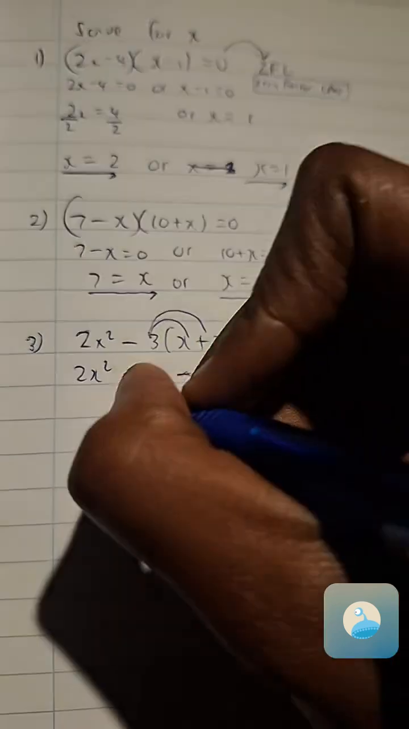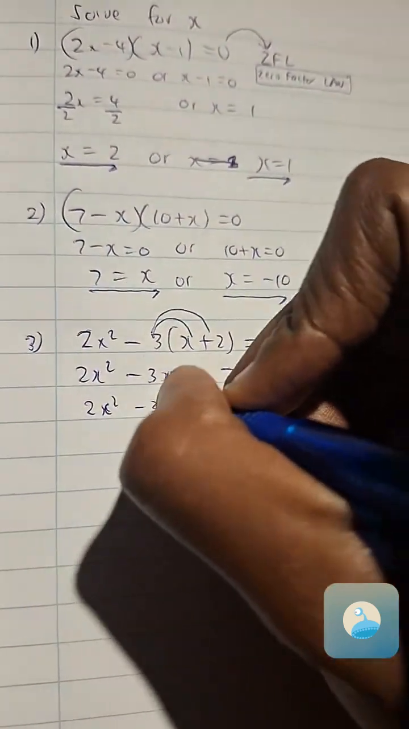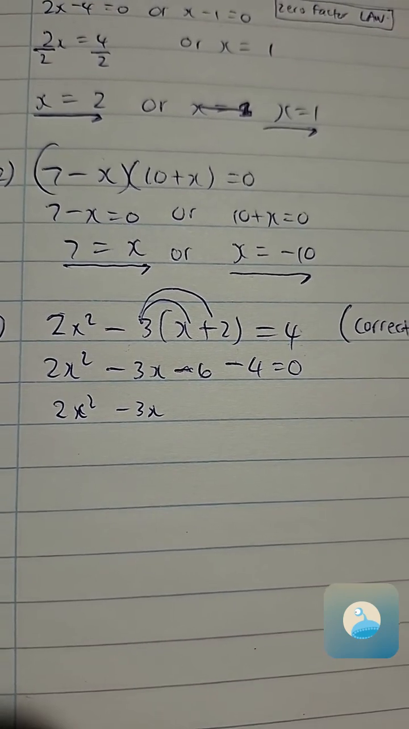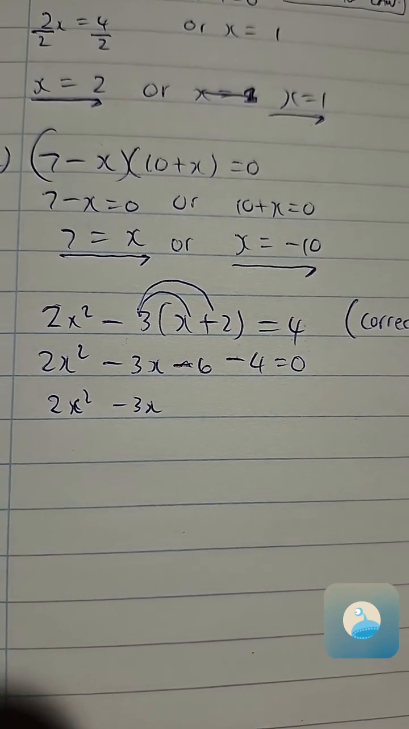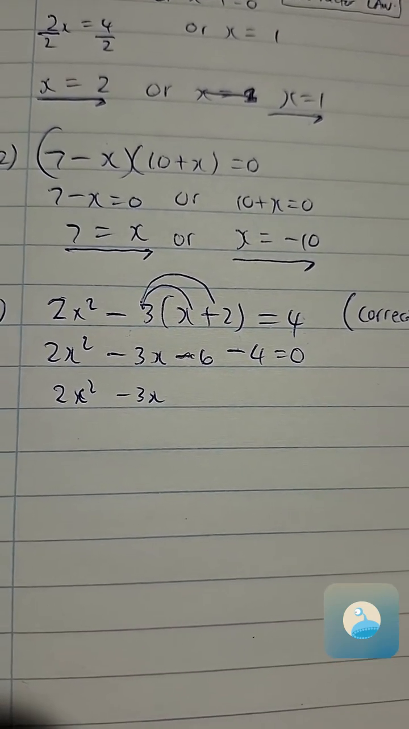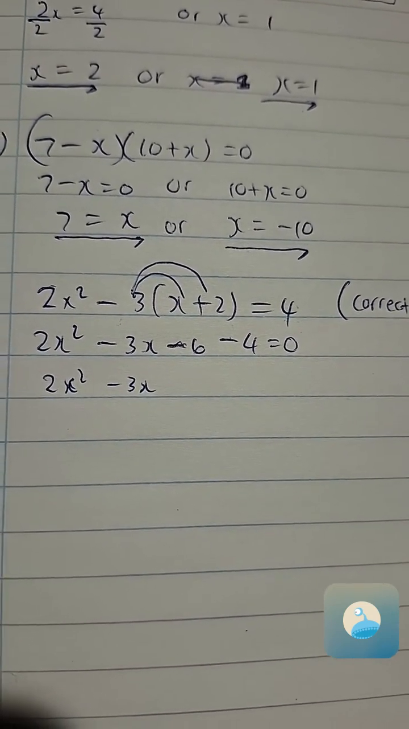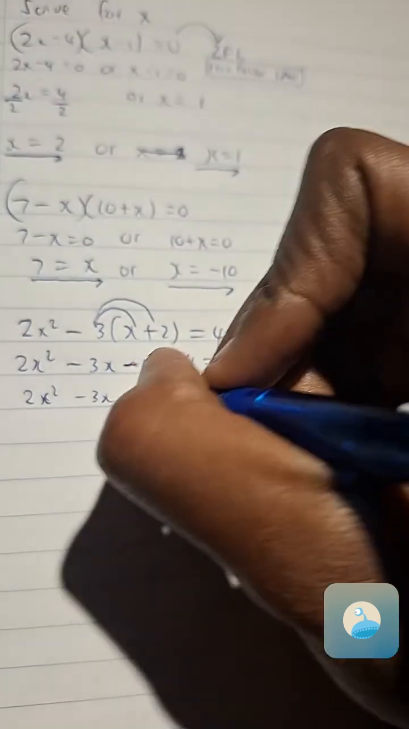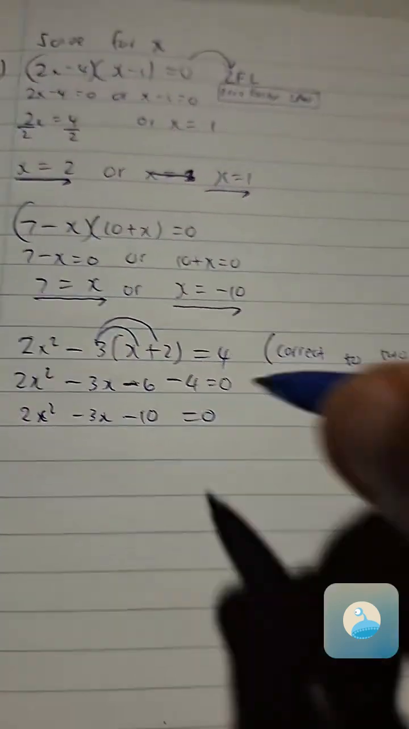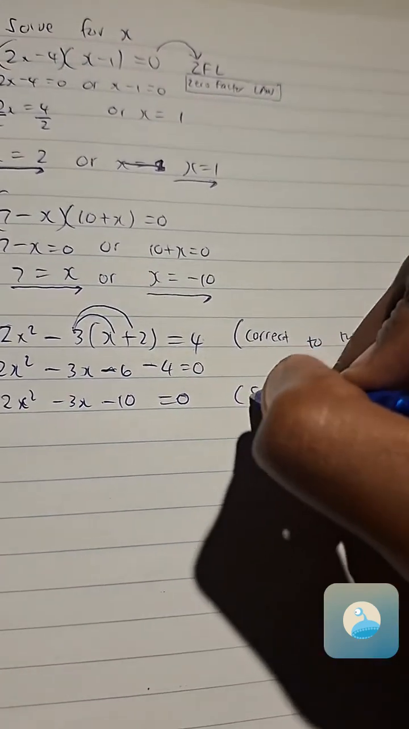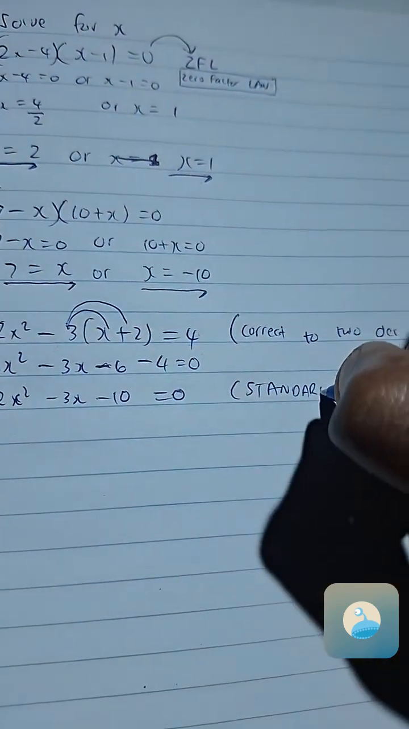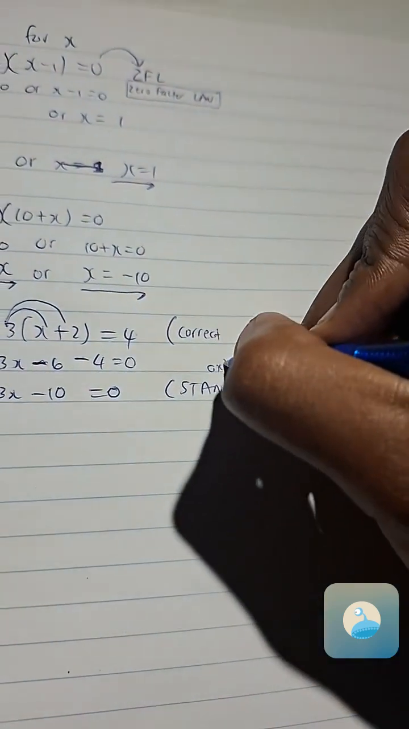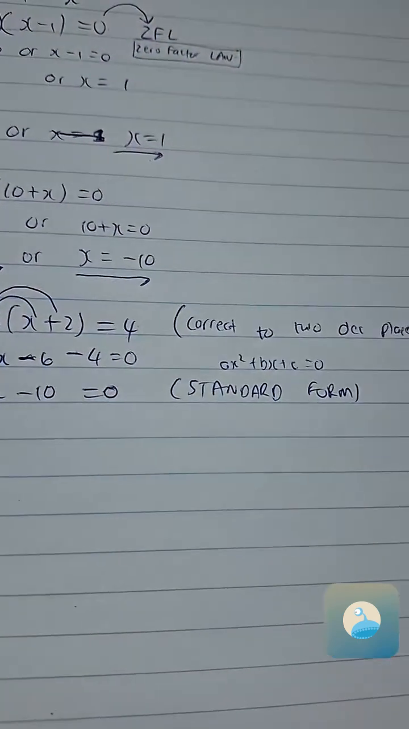Then 2x squared minus 3x, minus 10. Minus 10. Thank you so much. That's very well done, Emihle. That's brilliant. So this here is that form that was mentioned in the comment section. We call this the standard form, the form ax squared plus bx plus c. We refer to this as the standard form.